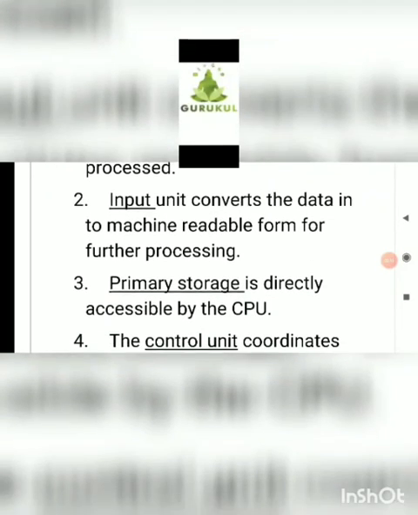Next one is dash unit converts the data into machine readable form for further processing. Answer will be input. How? I have already said that whatever we give to the computer system is in human readable form. The computer doesn't understand what we give it. So the input unit needs to convert the human language into machine readable form. Next, the third one: dash is directly accessed by the CPU. Answer will be primary storage.